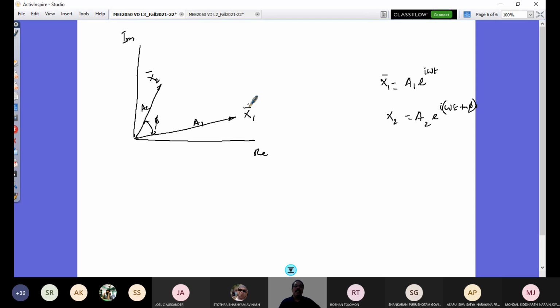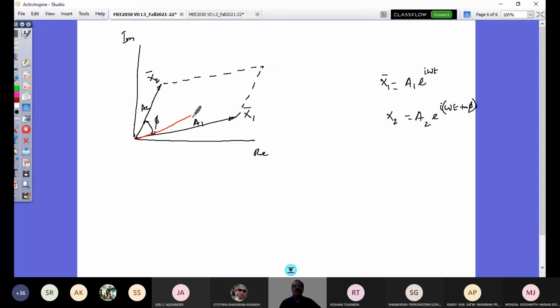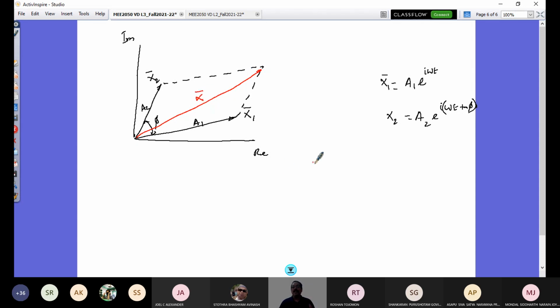So if this is so, how do I find my resultant? That's where the parallelogram law you have studied applies, in a similar way. So complete this parallelogram, drawing this and this parallel line. And what you have here, that vector is your resultant vector. What is your resultant vector? Let's call it vector x, the resultant. So vector x is x1 plus x2.